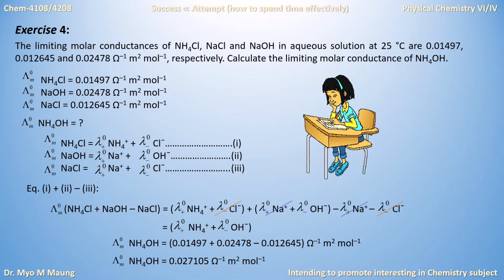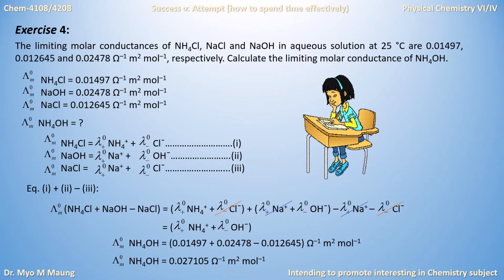You follow as so, and anionic lambda molar of chloride ions are cancelled. And similarly, cationic lambda molar of sodium ions can be cancelled. The rest are cationic lambda molar of ammonium ion and anionic lambda molar of hydroxide ion. When it is summed, lambda molar infinite of NH4OH would be obtained.